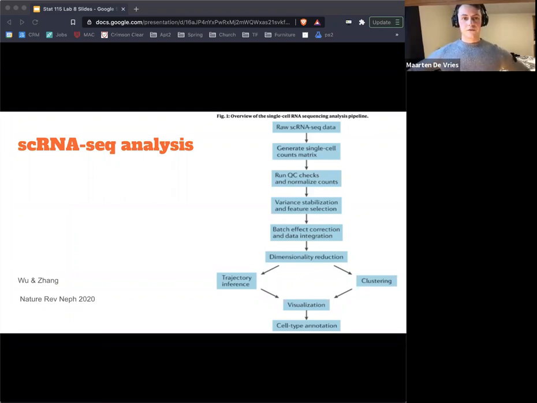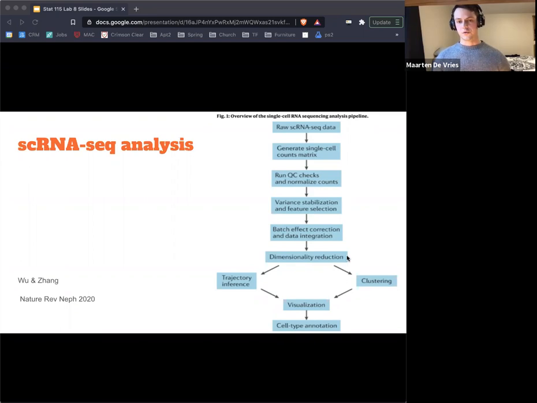So we have this raw single-cell RNA-seq data that we just described how we got. We have to generate a count matrix, run all our quality control, do normalization, do variance stabilization. We're not going to talk about that, but feature selection we will talk about. You might have batch effects, which you need to correct for. And if you have multiple sources of data, you might need to integrate those into one. There are also ways to do that. And we need to reduce the dimensionality. And then it's sort of up to you what your goal is.